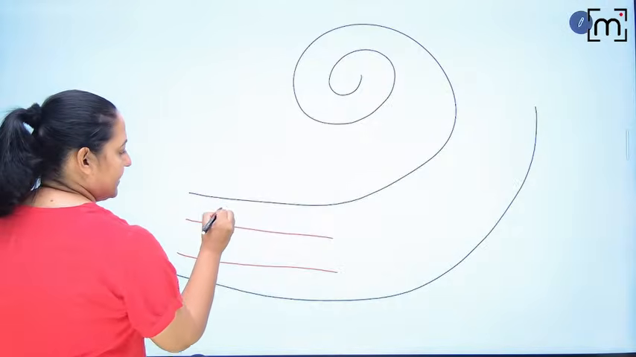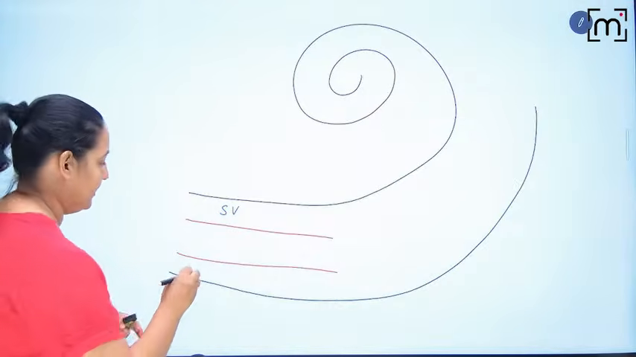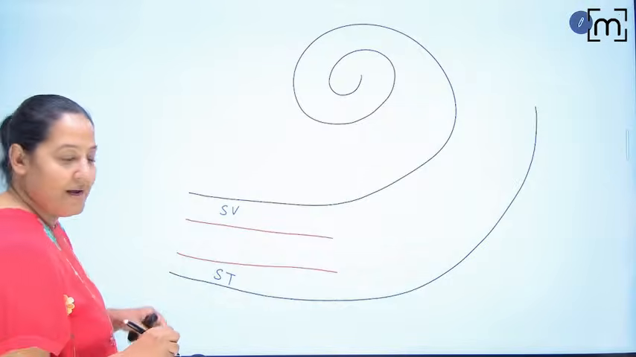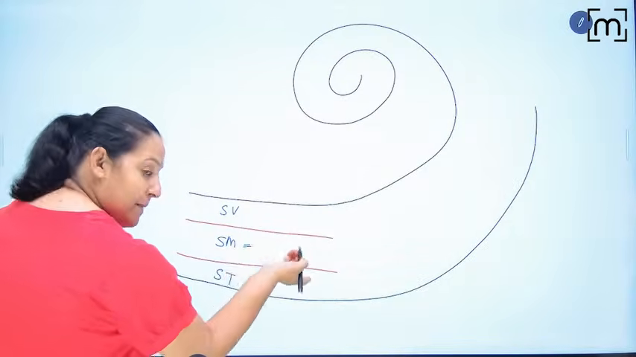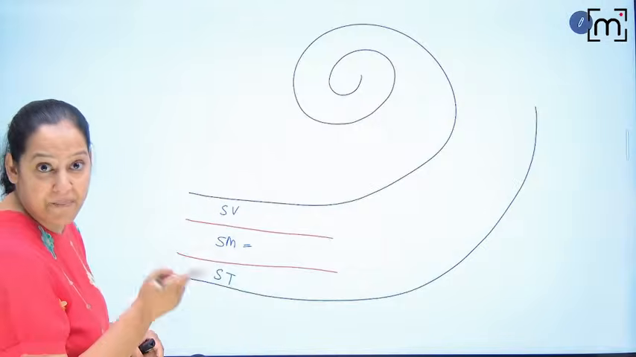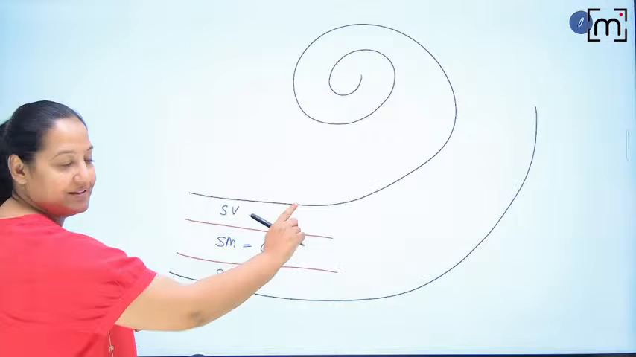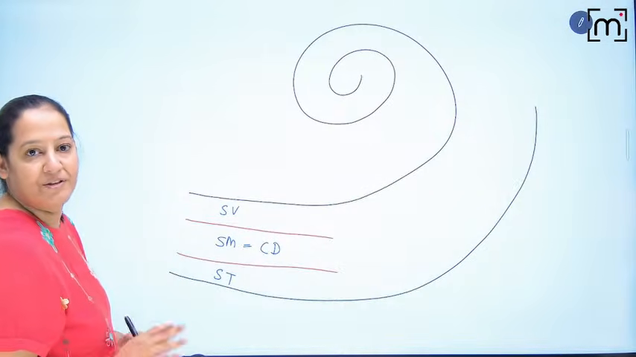This portion is known as scala vestibuli. It contains perilymph because it is in the bony portion. This is scala tympani. Again, it contains perilymph because it is bony. But the central membranous one is known as scala media. It is the membranous labyrinth, the membranous cochlea, and it is also known as the cochlear duct, the main cochlear duct. This is the complete cochlea, inside which is the cochlear duct. This contains endolymph. You got my point?